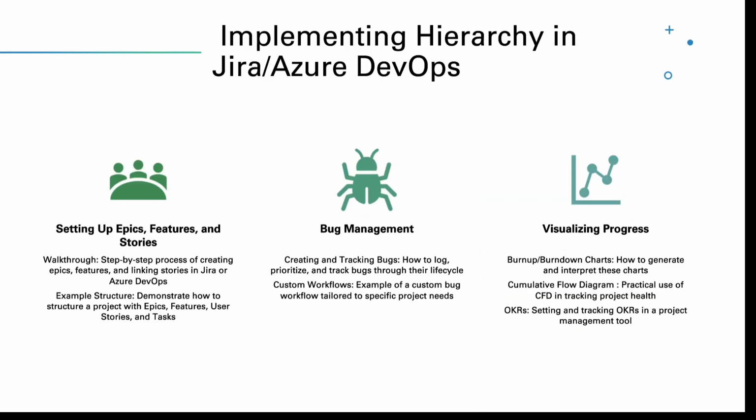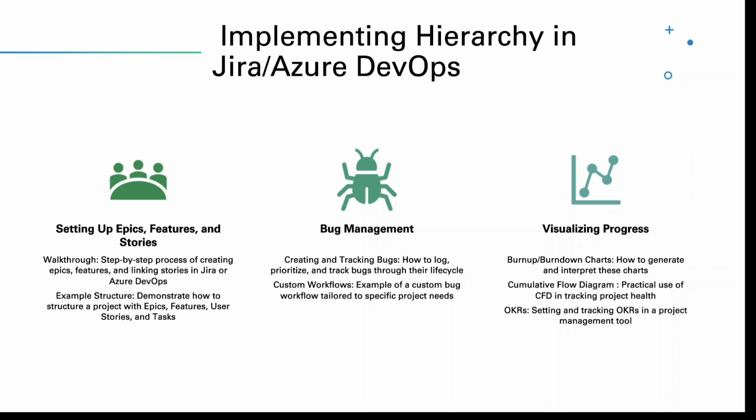Now there is a hierarchy in Jira and in the most popular tool Azure DevOps, and a similar thing will be there in different project tools also. First is setting up the epic, feature and story. So we need to follow a step by step procedure for creating the epic, feature, and linking the story with them, in Jira or our project management tool. So we can set up the whole thing, and demonstrate how that structure works to our whole team.